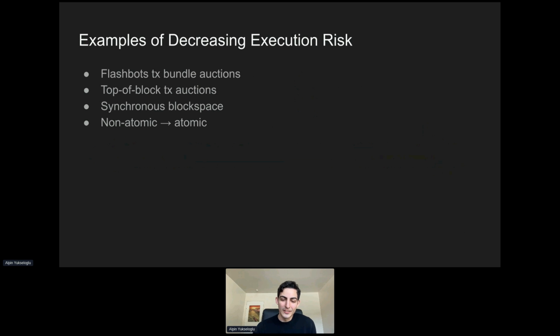Very briefly, there are a lot of ways to do this, but an example of decreasing execution risk would, of course, be the Flashbots bundle auctions. Something like what Skip is working on, or will be working on after ABCI++, with these top-of-block transaction auctions. This notion of synchronous block space for cross-chain MEV, and in general, any transition towards atomicity for transactions, decreases execution risk. And we should be encouraging this and designing this into our systems for the desirable forms of MEV, the positive-sum ones.